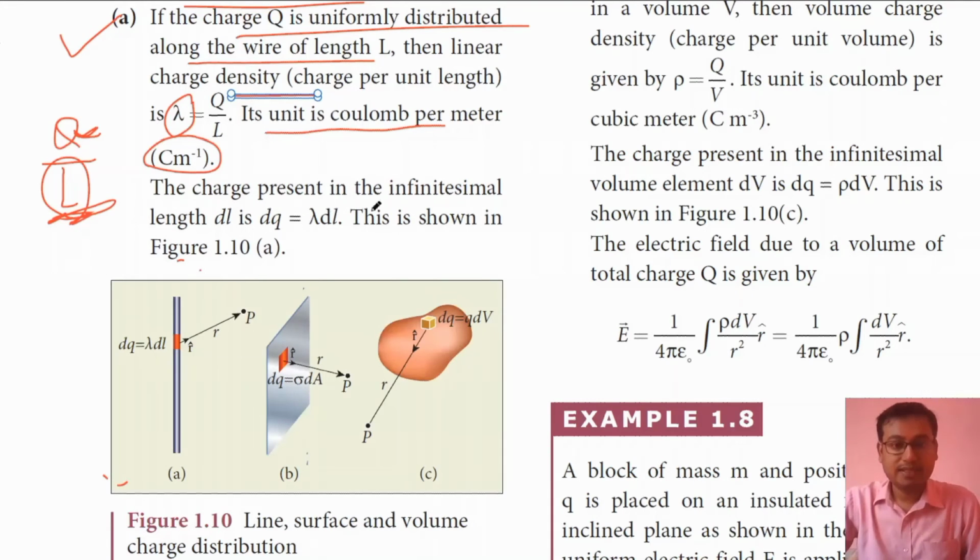The charge present in the infinitesimal length dl. Suppose we have this red color region, which is very small, whose length is dl. Then the amount of charge present in this region dl is given by dq is equal to linear charge density multiplied by length, that is lambda into dl, as shown in figure 1.10a here.